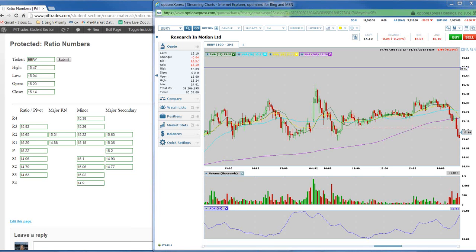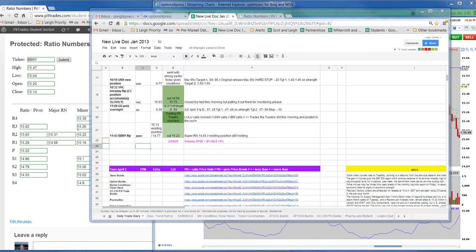Okay, I want to show you how I did this BlackBerry scalp today. Here's the trade right here. It's the BlackBerry flip. I had an existing position at 15.13. I added to that position because I want to trade it in the next few days. I loaded at 14.77, out at 15.23.